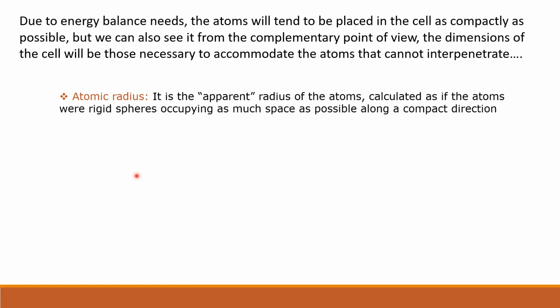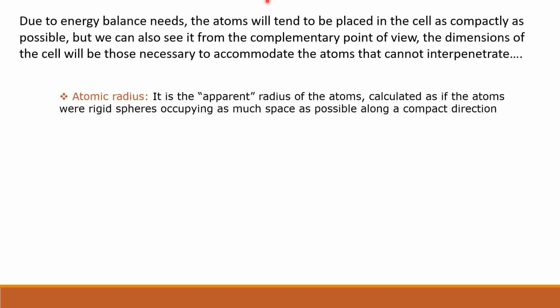Okay, we always look for the equilibrium configuration, and the crystal is going to be the equilibrium configuration. We need a balance in energy. To get it balanced, atoms will tend to be placed in the cell as compactly as possible, because it will maximize the binding energies and then minimize the crystal energy. It also has a counterpart, so to say. The atoms can be as close as we want, but we reach a point in which they cannot compact any longer, because they are somehow touching each other. Okay, then we can see it in the complementary way. The size of the cell will be that necessary to accommodate the atoms, because the atoms cannot interpenetrate.